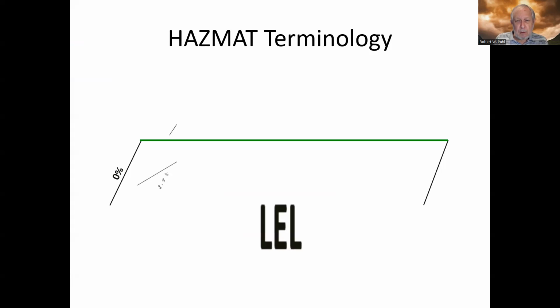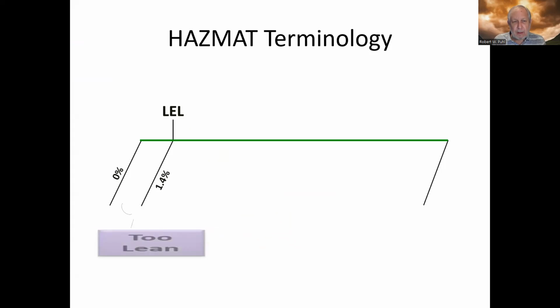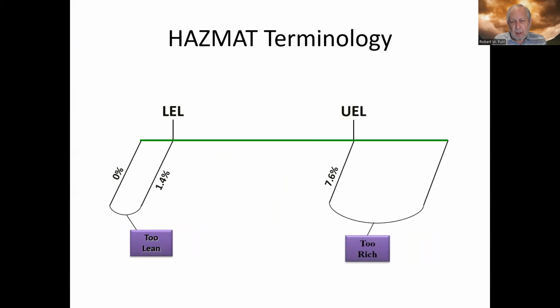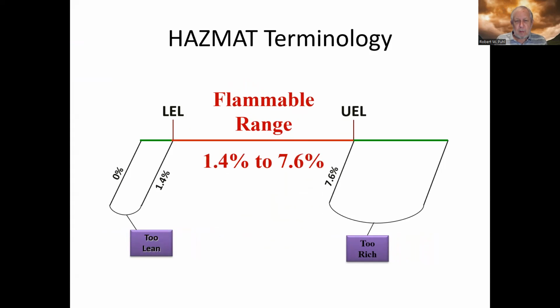So there you go. There's 0. There's your LEL, your lower explosive limit. So in other words, anything to the left of that would be too lean to burn. Upper explosive limit, anything to the right of that or above that, in this particular instance 7.6%, would be too rich to burn. So your flammable range in this instance is 1.4% to 7.6%.